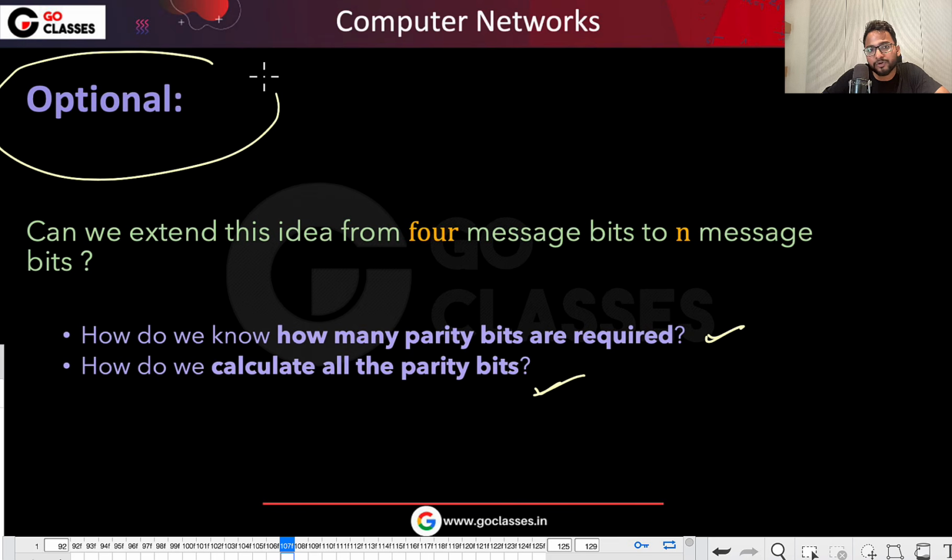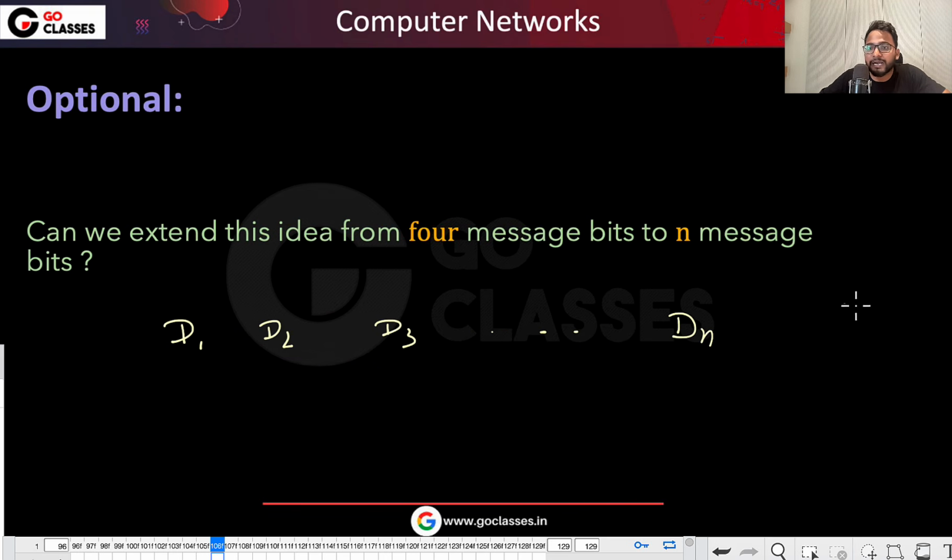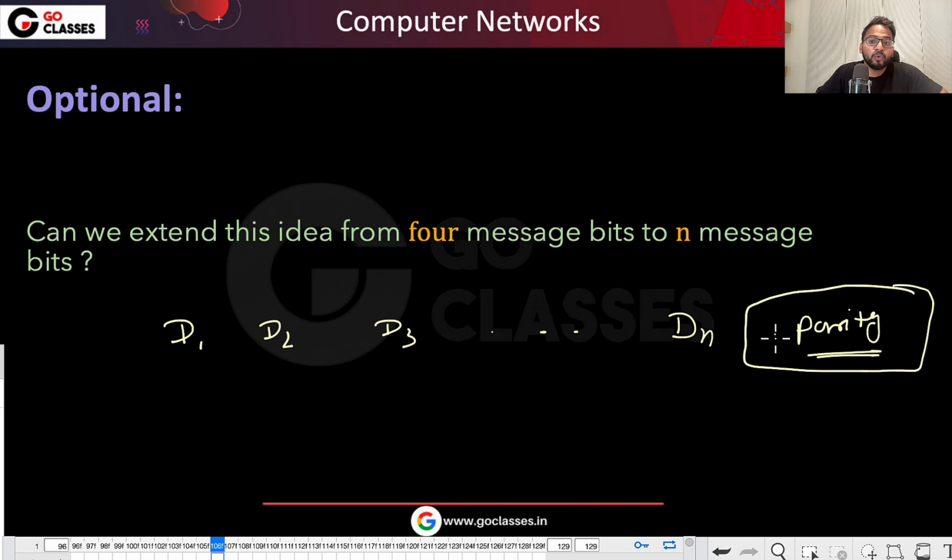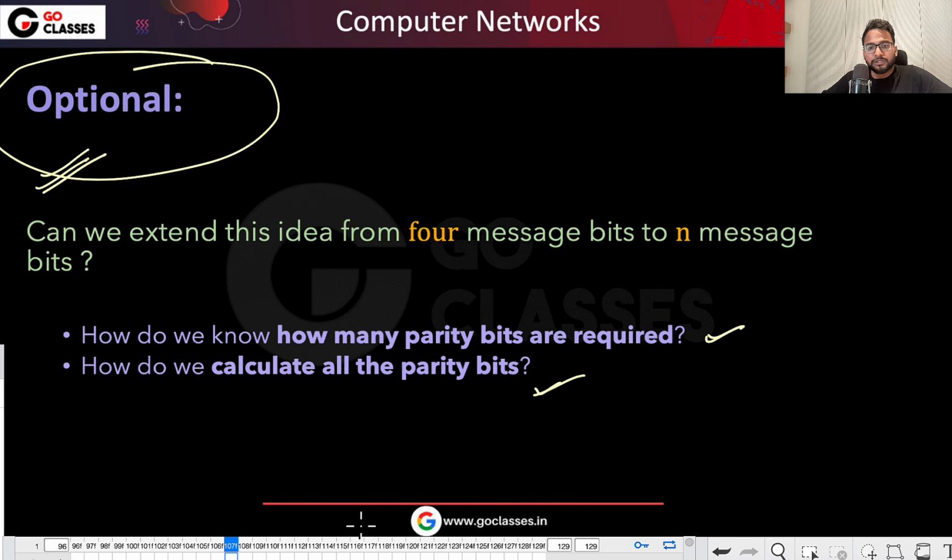So again, this is extremely optional. Okay, this is very much optional. I will just go through this very quickly. If we want to extend to n bits, I first need to make sure how many parity bits are required to make sure everything is working fine, and how to calculate those parity bits. Let's answer the first question, how many parity bits are required. Since this is very optional, I will keep this in the next video, and I will make that an optional video.